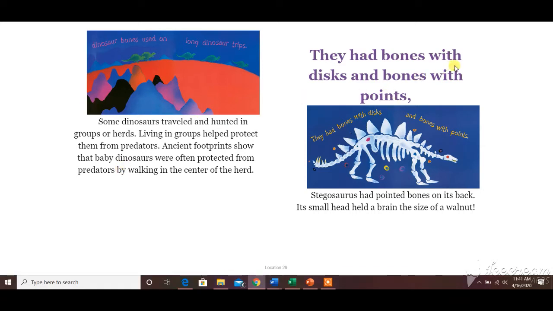Brachiosaurus weighed more than 10 elephants. It was one of the heaviest and longest dinosaurs. A hungry Brachiosaurus used its long neck to reach tender leaves at the top of the trees. And these are all our dinosaurs that we have read about. And that is the end.